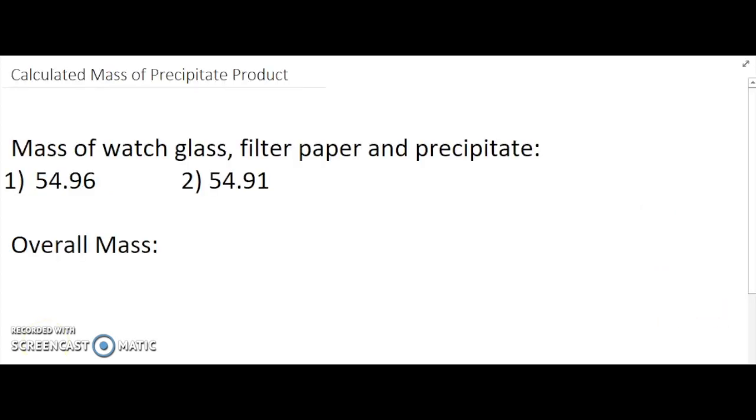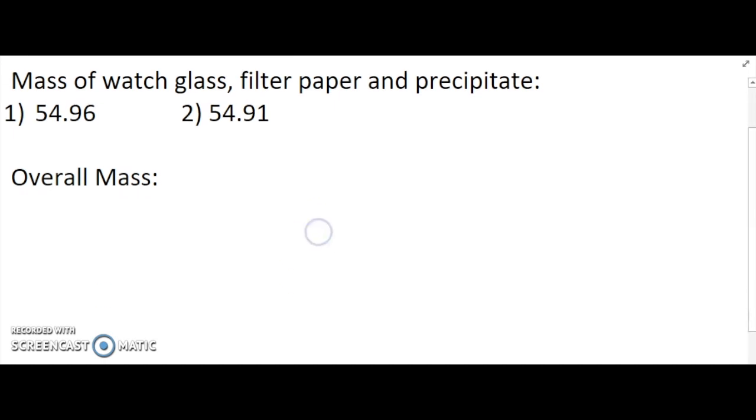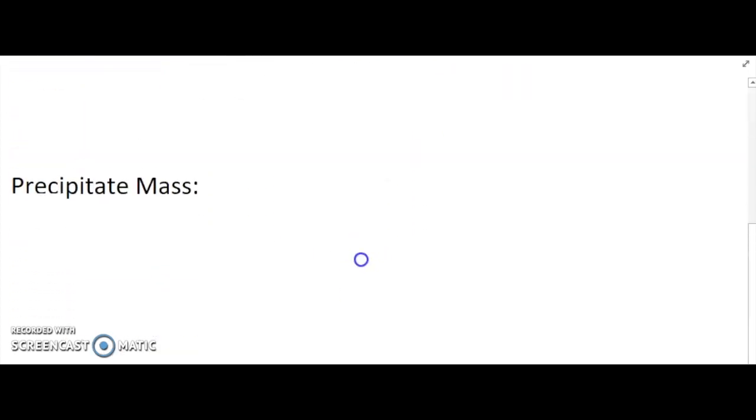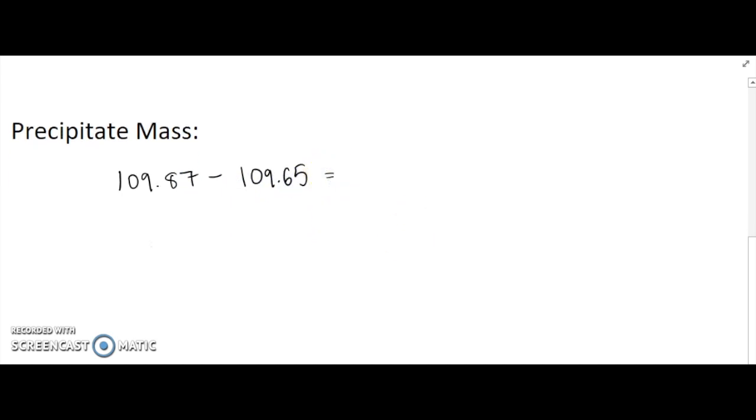For the mass of the precipitate product, we have to do the following. Our filter paper tore while we were trying to filter the first time, so we had to use another filter paper. That's why we have two masses of watch glass, filter paper, and precipitate. The overall mass of this is 109.87. To calculate the precipitate mass, we subtract 109.65, which is the mass of the watch glass and filter paper, from 109.87, and we get an actual yield of 0.22 grams.